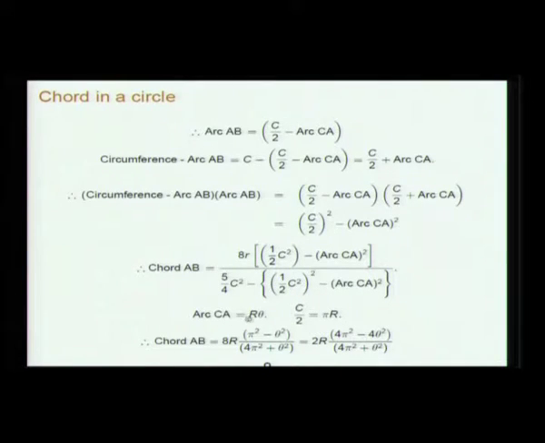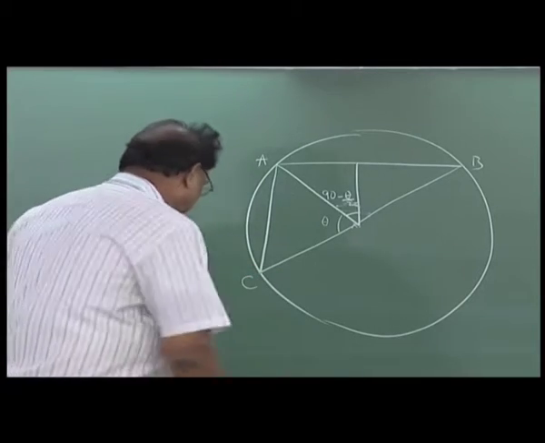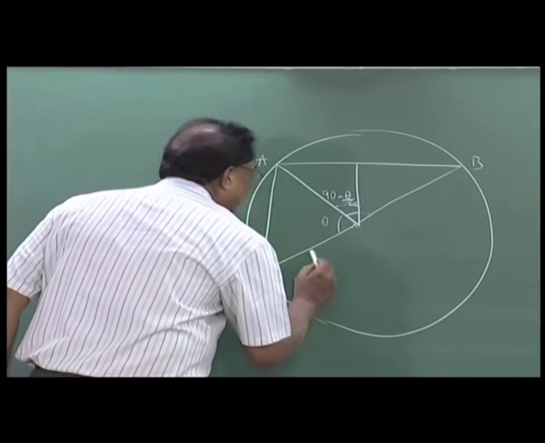So, arc CA is r theta, you see. These angles, suppose you call it theta. So, arc CA is clearly r into theta.